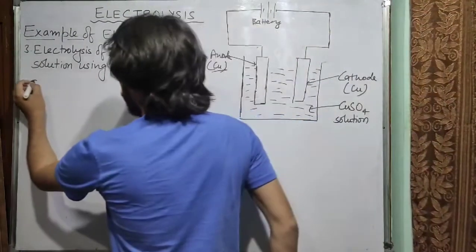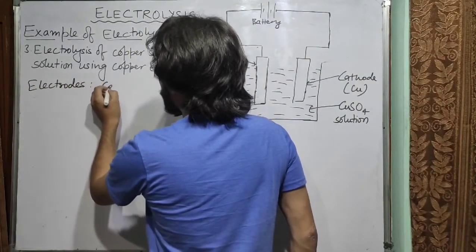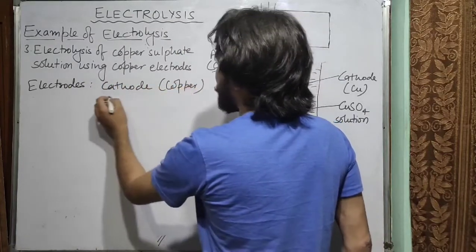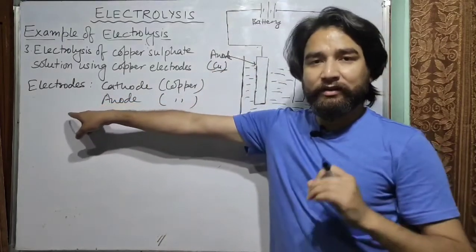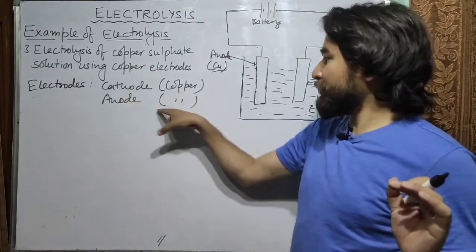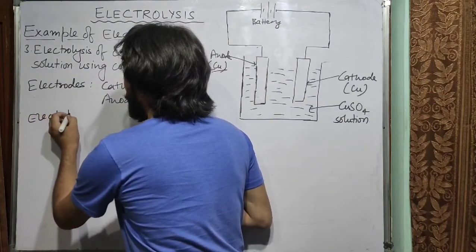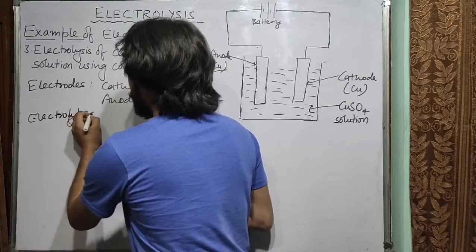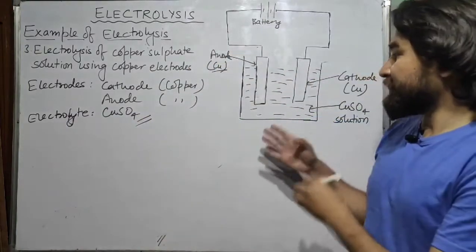So the first question is the electrodes. Electrodes are cathode, that is copper, and the second is anode. Anode is also made of copper. So the first thing is clear to you. Electrode: cathode is of copper and anode is of copper. The second thing is the electrolyte. What are we using as an electrolyte here? That is copper sulfate. Copper sulfate is being used as an electrolyte.